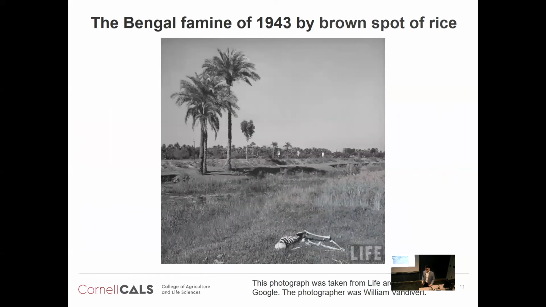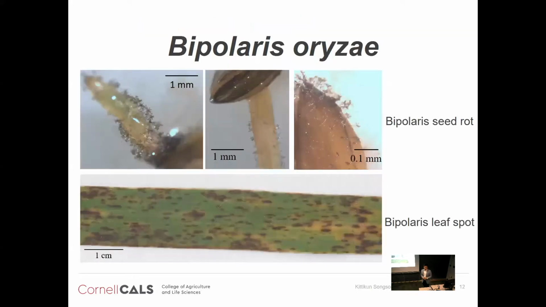To present in general, if we want to emphasize the importance of a disease, we always put up the worst case scenario. And of course, Bipolaris oryzae also has a worst case of this disease: it killed 2 to 3 million people in India during the Bengal famine in 1943, because this pathogen can cause disease in rice. And this pathogen also causes disease in switchgrass.